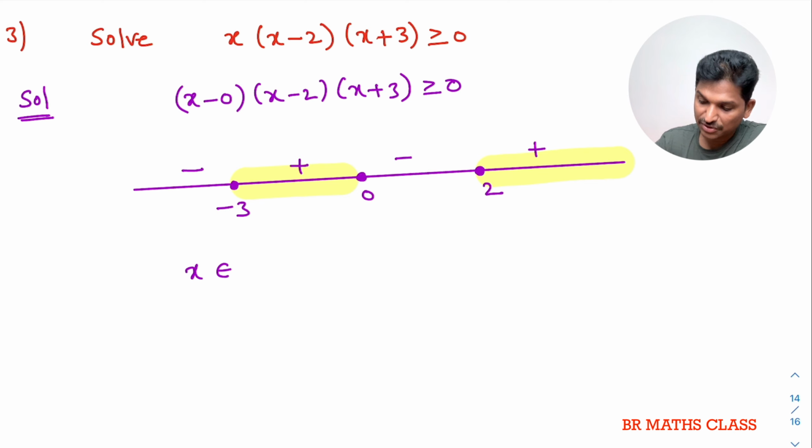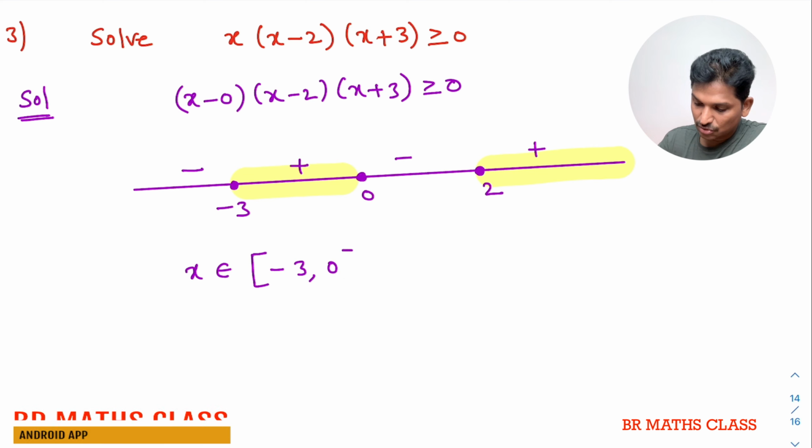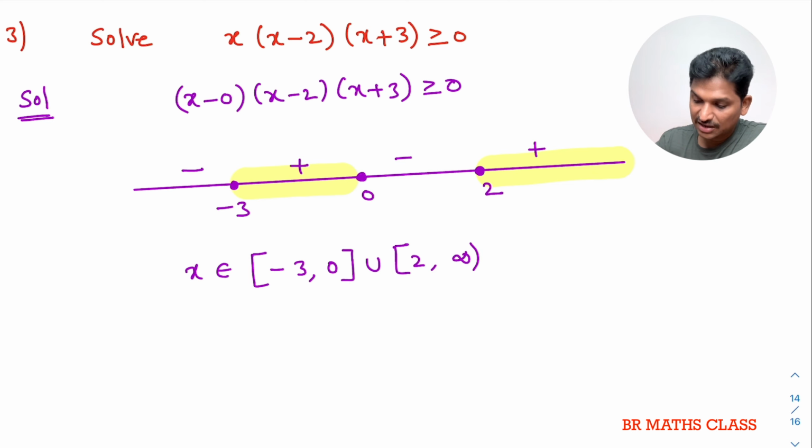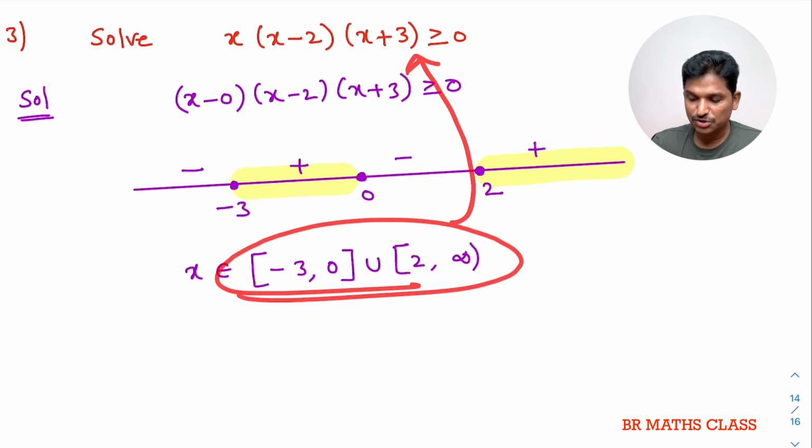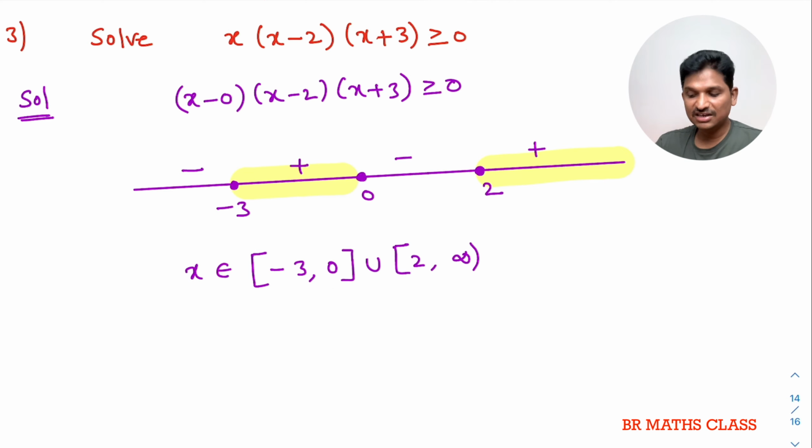X belongs to, you observe here, greater than or equal to is there. When greater than or equal to is there, these numbers also we will consider, right? So what you will get? Closed interval minus 3 to 0 union closed interval 2 to infinity. Why closed interval? Because greater than or equal to is there here. So if you take any number in this interval, if you substitute in this inequality, it satisfies. That's why this is the solution of this inequality. I hope you are understanding.